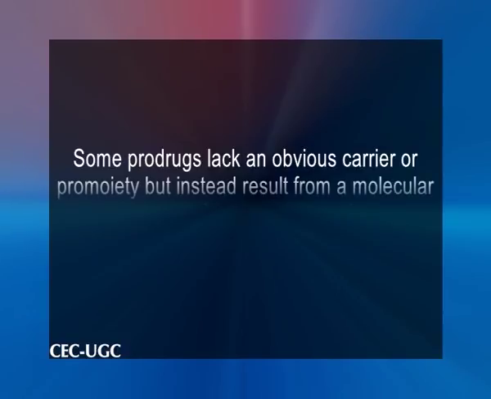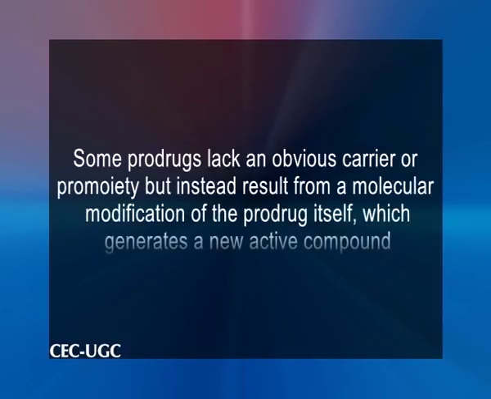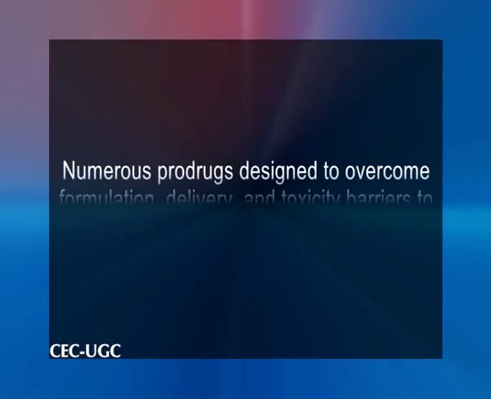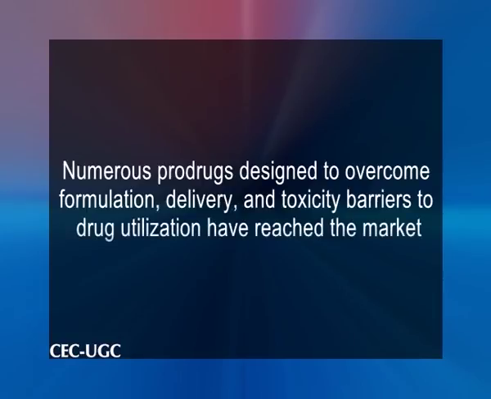In most cases, prodrugs are simple chemical derivatives that are only one or two chemical or enzymatic steps away from the active parent drug. However, some prodrugs lack an obvious carrier or promoiety but instead result from a molecular modification of the prodrug itself, which generates a new active compound. Numerous prodrugs designed to overcome formulation, delivery, and toxicity barriers to drug utilization have reached the market. Although the development of a prodrug can be very challenging, the prodrug approach represents a feasible way to improve the erratic properties of investigational drugs or drugs already in the market.